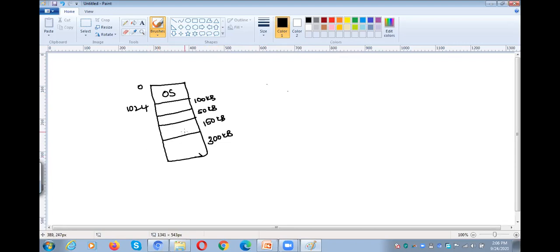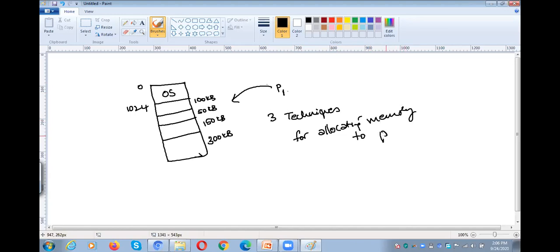Initially, there is no process available in the main memory. So if I want to keep a process into the main memory, in order to allocate memory to a process, there are 3 techniques. What are those? First fit, the second one is best fit, and the third one is worst fit.